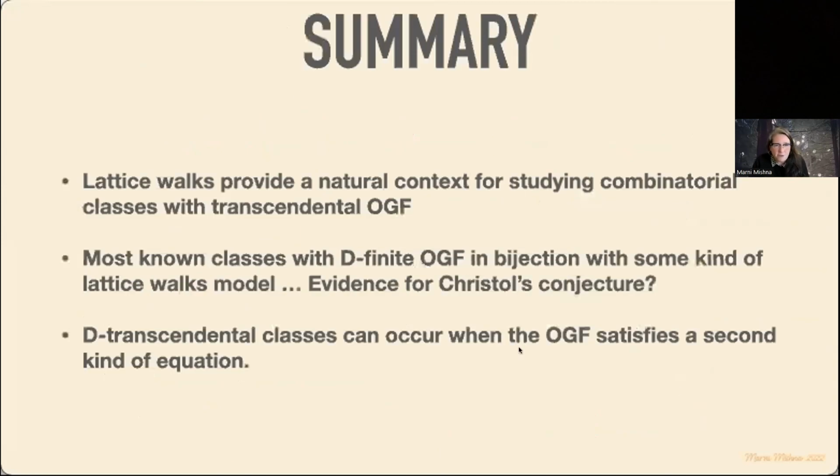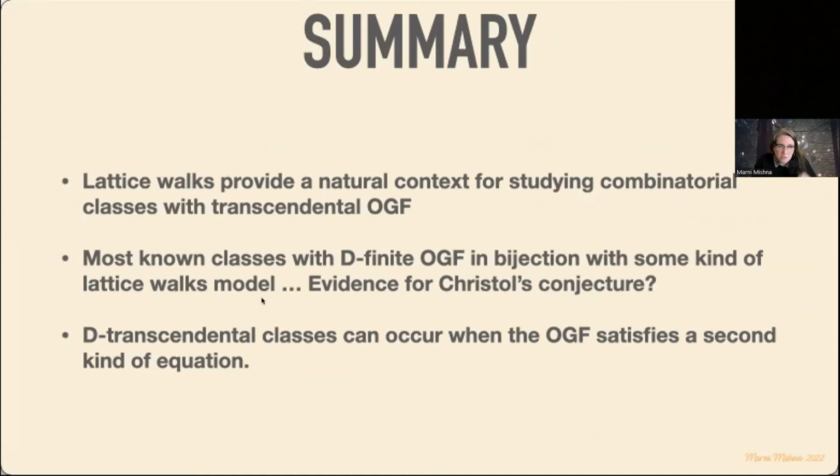So the summary of what I've just said is that lattice walks are an excellent context for studying functional equations and this classification. So many things are in bijection with them, and they're very easy to manipulate. There are easy functional equations. Most classes of D-finite generating functions actually are in bijection with some kind of lattice path model. So can we use that somehow to show Kristall's conjecture?